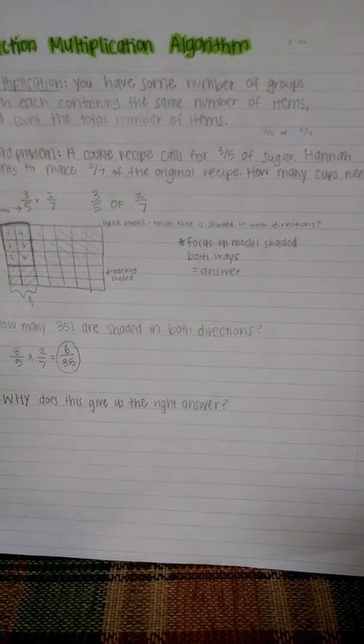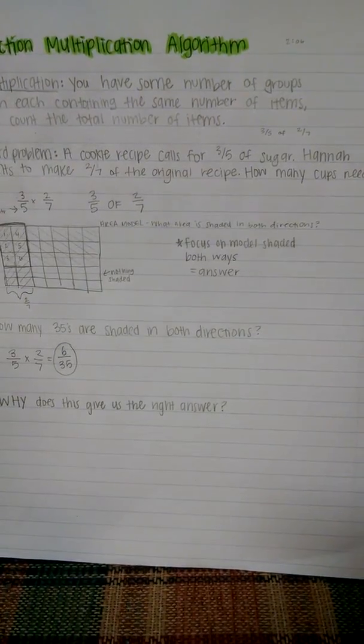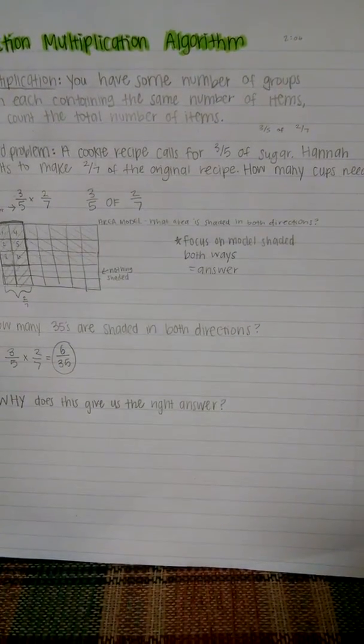A cookie recipe calls for 3/5 of sugar. Hannah wants to make 2/7 of the original recipe. How many cups are needed? So we can write this out. We have 3/5 of sugar times 2/7. And you're trying to find how many, 3/5 of these, 2/7 of this recipe is needed. How many is needed of this?